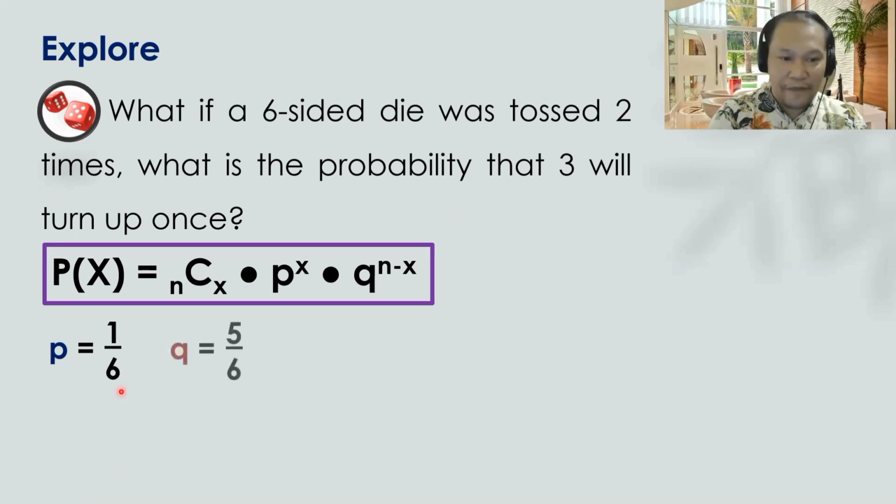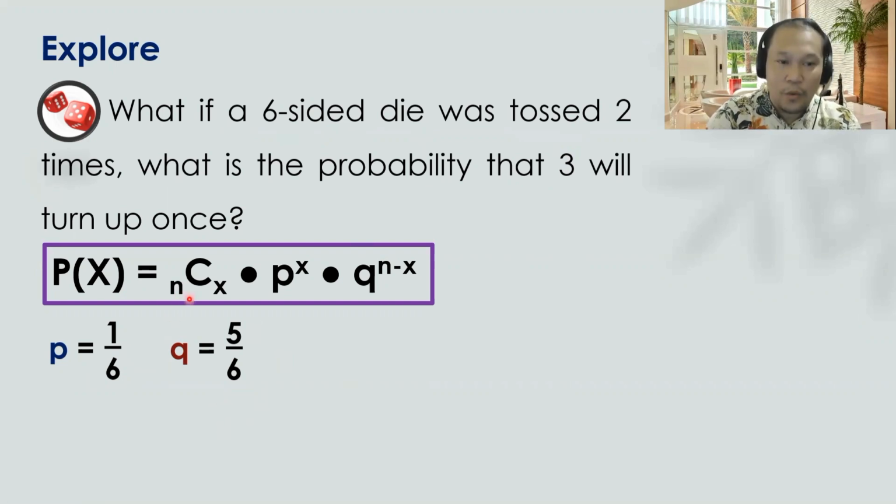Okay? And then for the failure, the answer is 5 over 6, meaning to say, what is the probability that 3 will not appear? The answer is 5 over 6, which are the following: 1, 2, 4, 5, and 6. Therefore, the probability of failure is 5 over 6. The probability of success is 1 over 6. The probability that 3 will appear is 1 over 6. The probability that 3 will not appear on a six-sided die is 5 over 6.